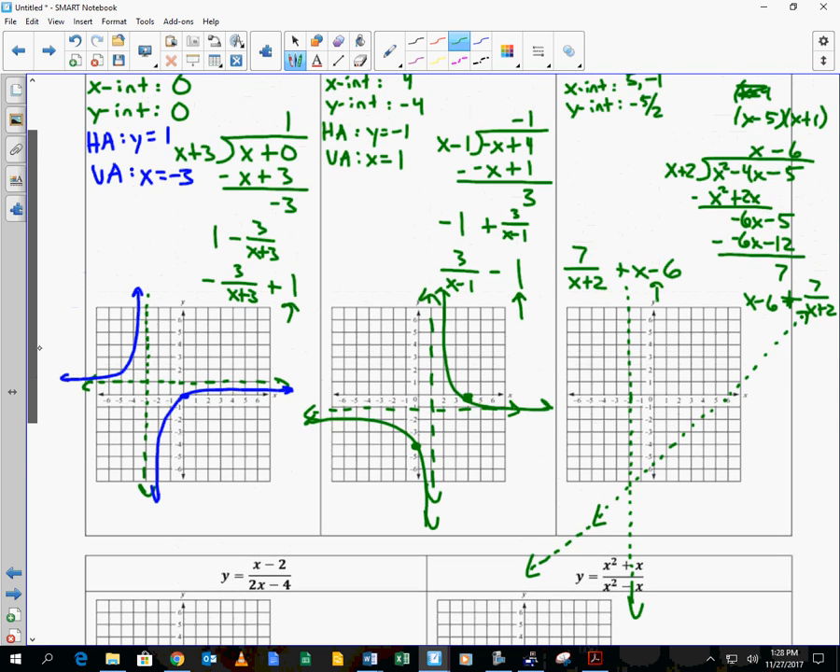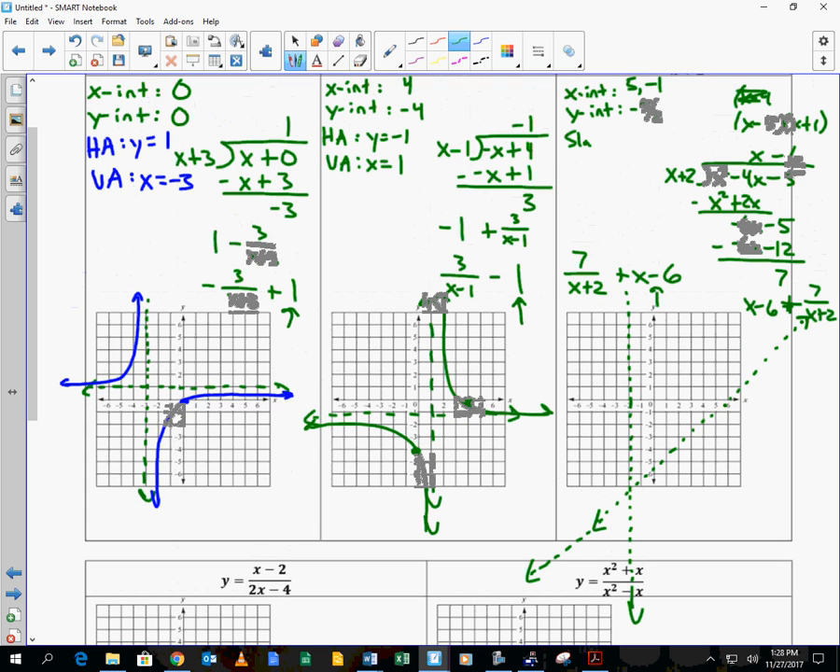So you can see it has a slant asymptote of x minus 6. It has a vertical asymptote of x equals -2. Well, we can plot some points here. I got x-intercepts of 5, -1, and a y-intercept of -5/2, or -2.5.